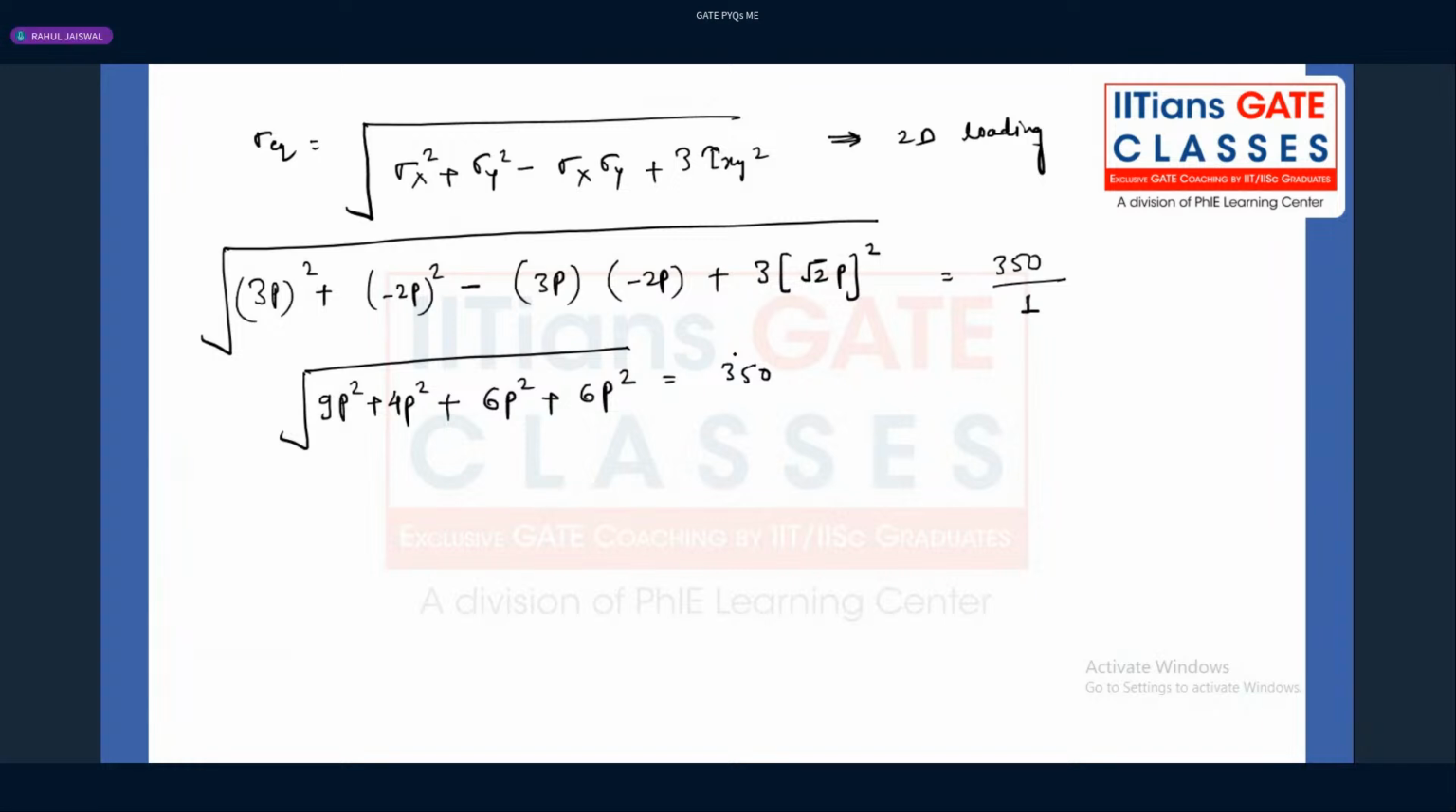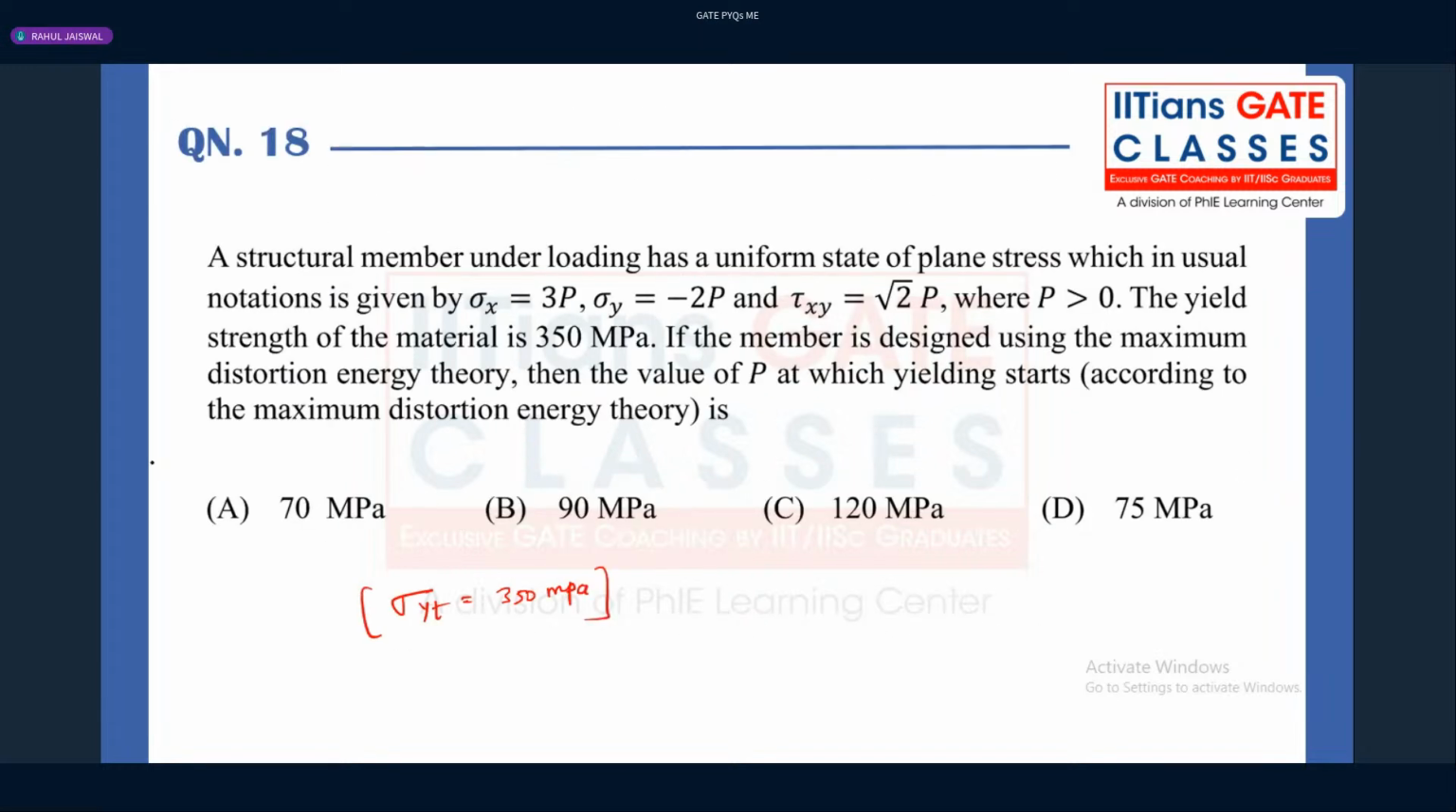So what you're going to get, guys? You're going to get 5p equal to 350, where p is 70 megapascal. Sorry, what is the value of p here? 70 megapascal. That should be the answer. So if you look at the options, option A is correct.